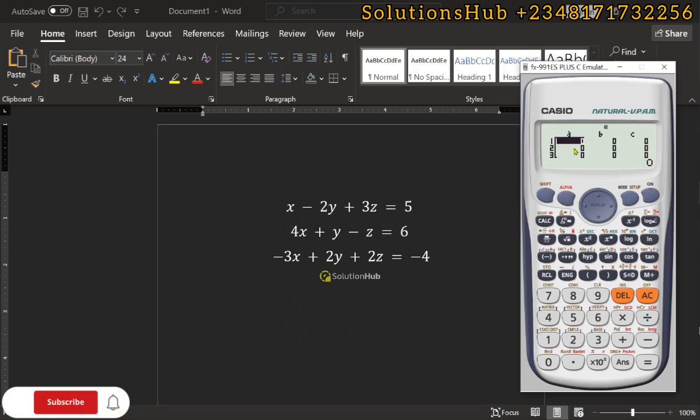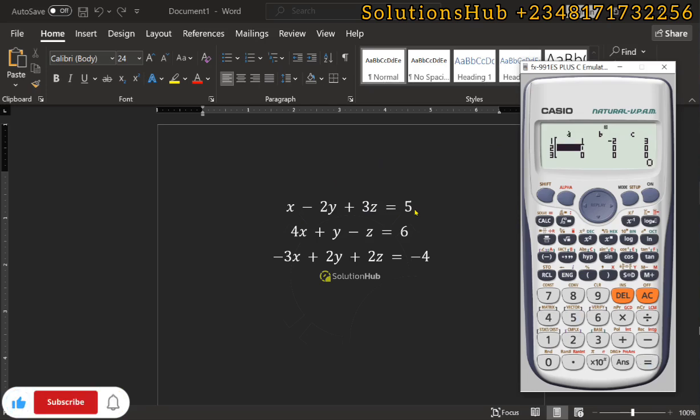Now we have the matrix that will store the coefficients of the different variables alongside the constant. So for equation 1, you can see that the coefficient of x is 1, so we type 1 and then we hit enter. Then the coefficient of y is -2, so we go with -2, we hit enter. The coefficient of z is +3, so we go with 3, we hit enter. Then it's now time for the constant, that's the right hand side. We have 5, we hit enter.